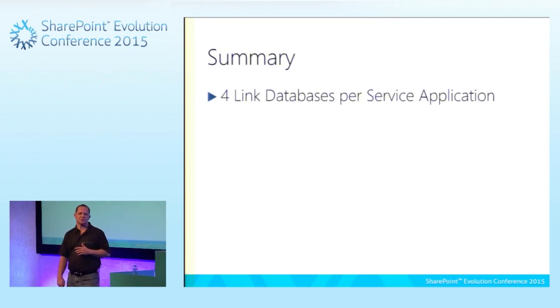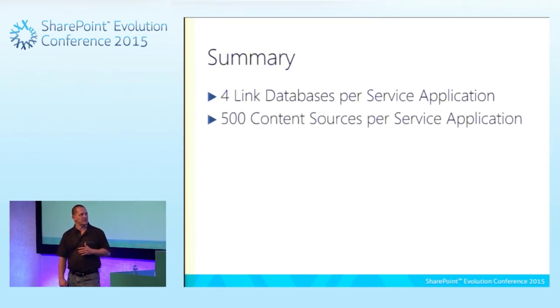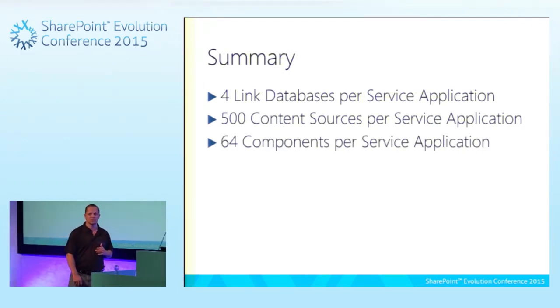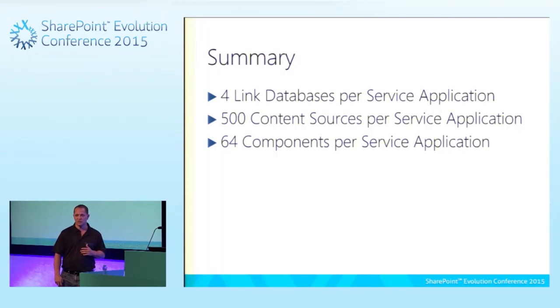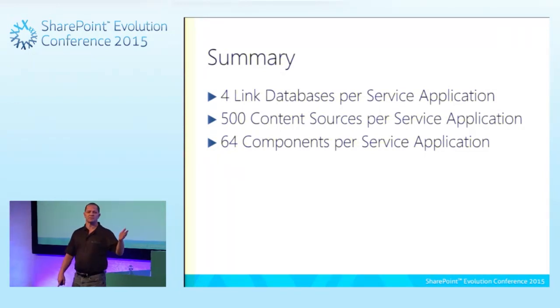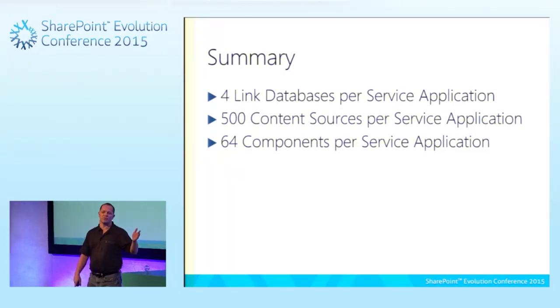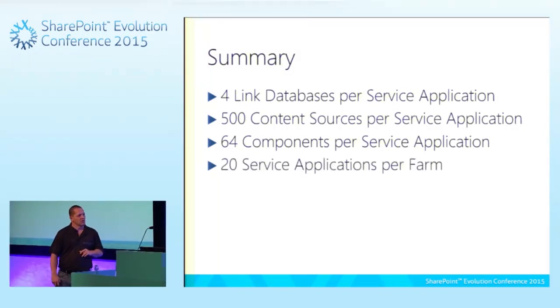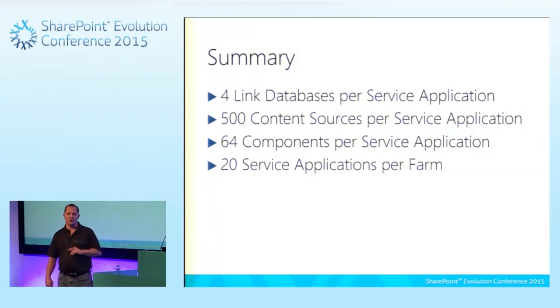4 link databases per service application, 500 content sources per service application, 64 components per service application. So even though we told you you could have 60 index components, you can't have 60 index components and then have another 5 crawl components, because then you exceed the limit for the service application. This is a hard limit of 64 components in a service application. You're allowed 20 service applications in a farm.